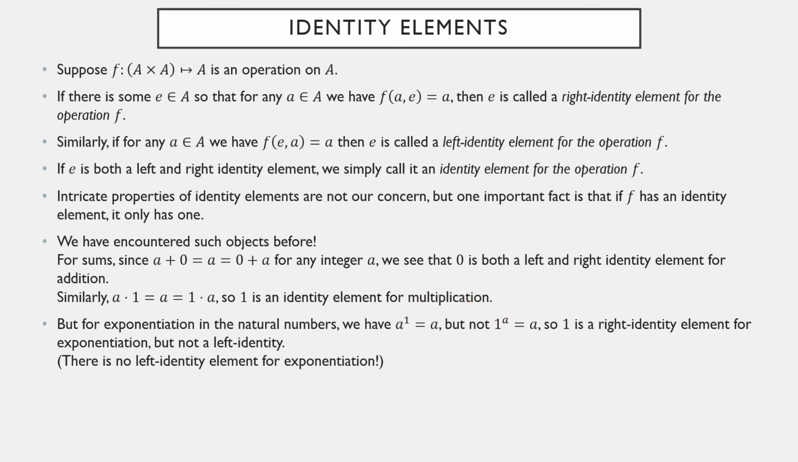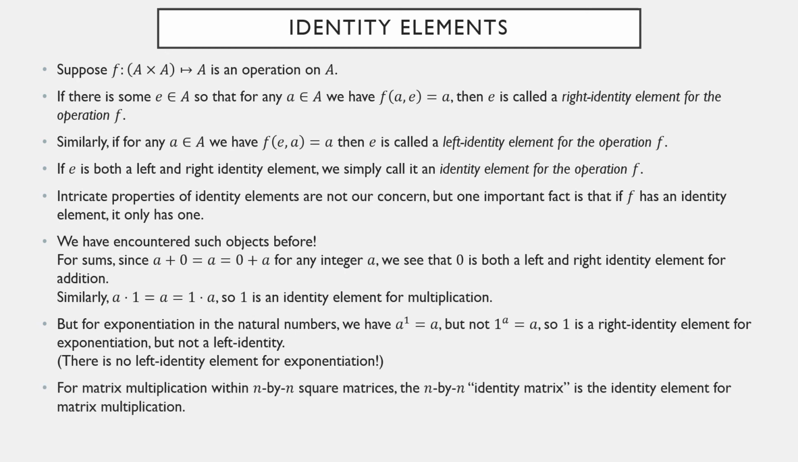Since exponentiation is not commutative, just because acting on the right is identity does not necessarily mean that acting on the left is. And as I mentioned, there is no left identity for exponentiation. For matrix multiplication, the identity matrix is the identity for both left and right multiplication.